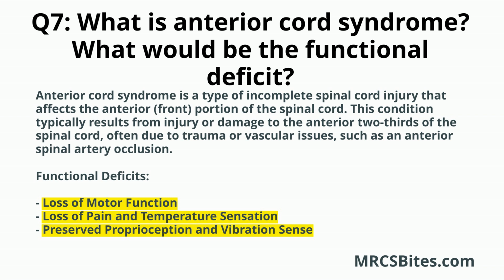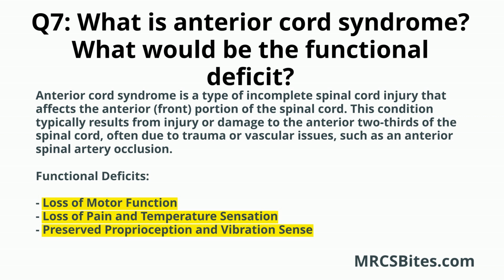Anterior cord syndrome is a type of incomplete spinal cord injury that affects the anterior, front portion of the spinal cord. This condition typically results from injury or damage to the anterior two-thirds of the spinal cord, often due to trauma or vascular issues, such as an anterior spinal artery occlusion.